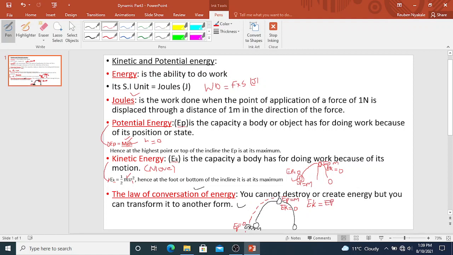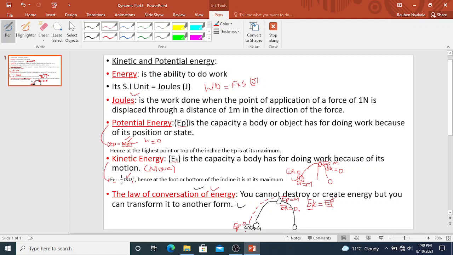Now this gives you the picture that you can calculate EP with everything that has to do with EK, or you can calculate EK with everything that has to do with EP. Meaning energy gain equals energy loss. Energy loss equals energy gain. This is what we mean by the law of conservation of energy.